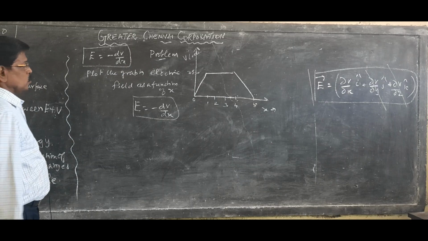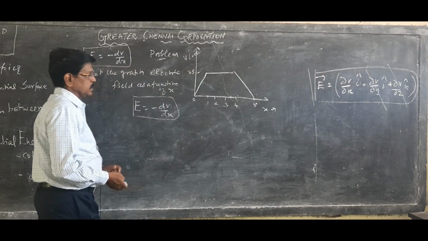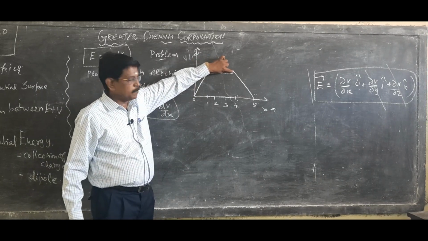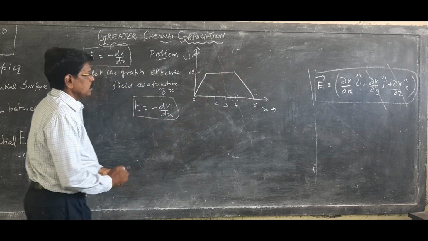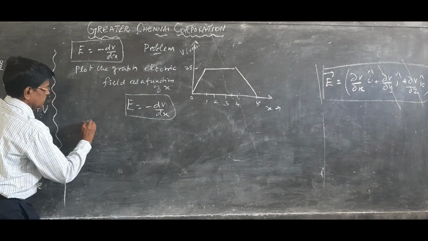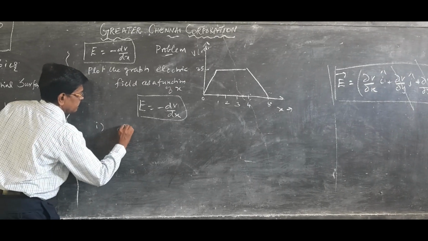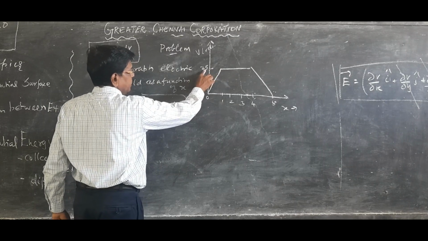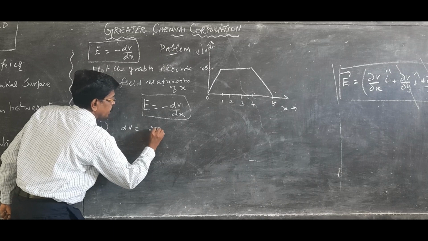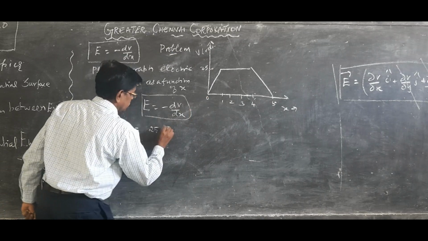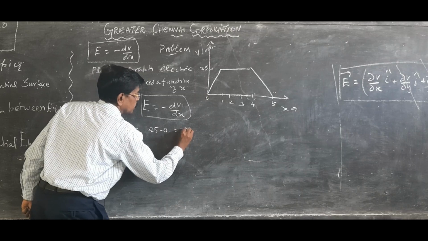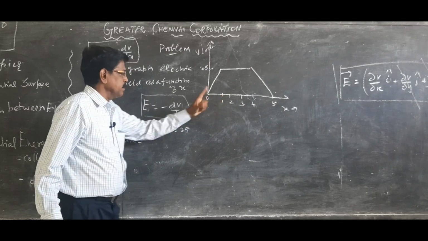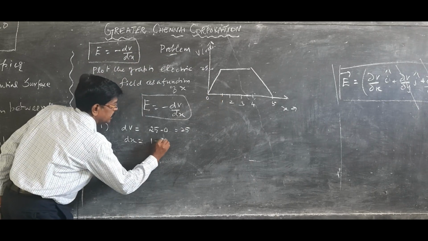Now we can divide this graph into three sections. First the potential increases, then remains constant, then decreases. For the first portion, the first case, what is the value of dV? Change in value. What is the final value? The final value is given as 25. So the final value 25 minus the initial value 0 is equal to 25. What is the change in distance? Here initial is 0, final is 1. So 1 minus 0, that is 1.